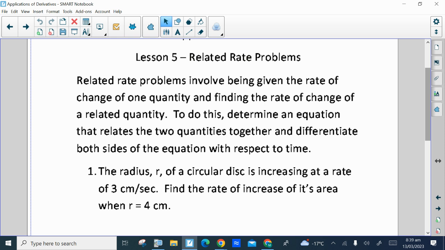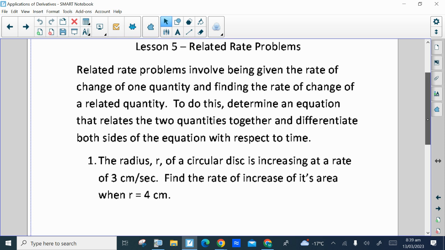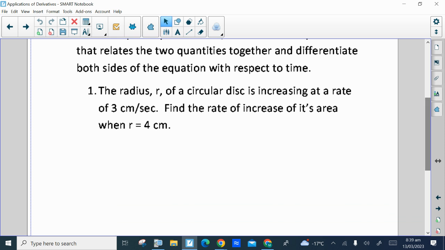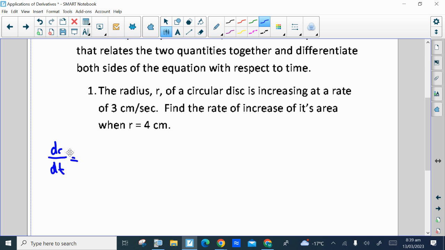So the radius r of a circular disk is increasing at a rate of 3 centimeters per second. So this is the first thing we're given, the rate of change of the radius with respect to time, because it's in centimeters per second. This per second part is the time. So in this case, we're given dr by dt, the rate of change of radius with respect to time, and that is 3 centimeters per second.